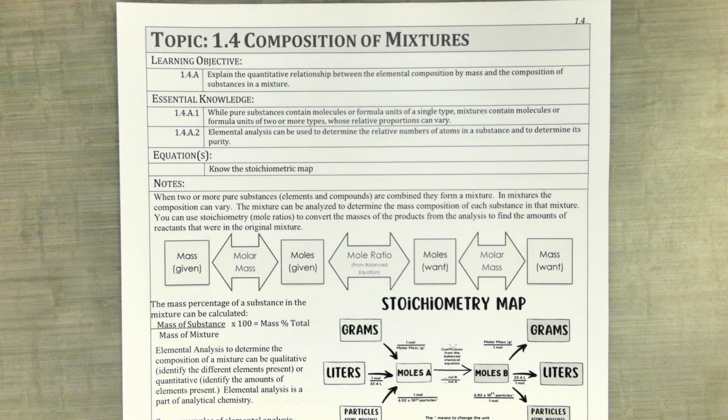All right, welcome to 1.4, Composition of Mixtures for AP Chemistry. All right, let's get into it. So really the only equation you're going to need to know is the stoichiometric map.